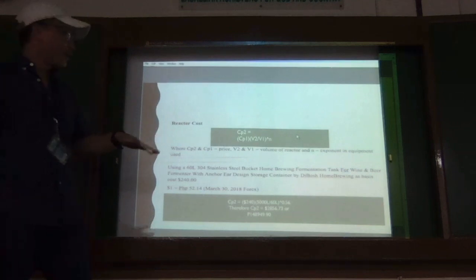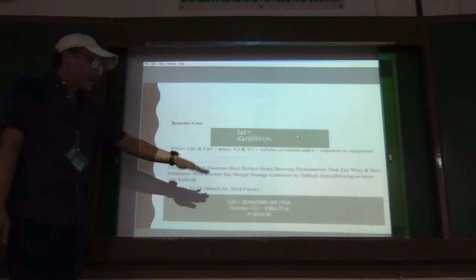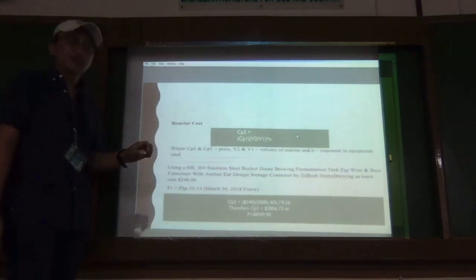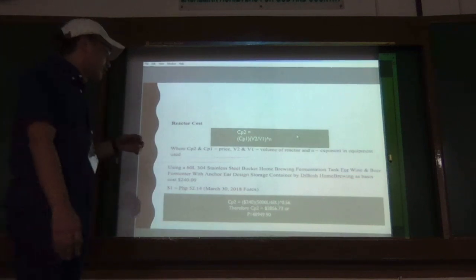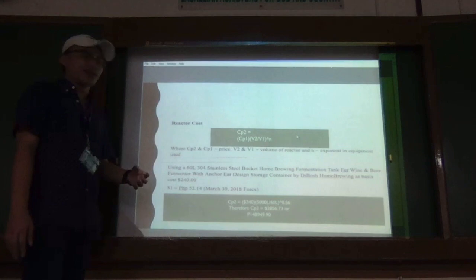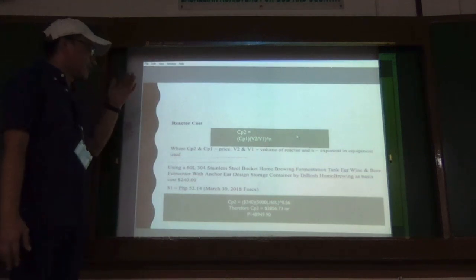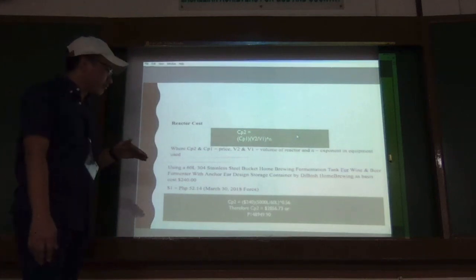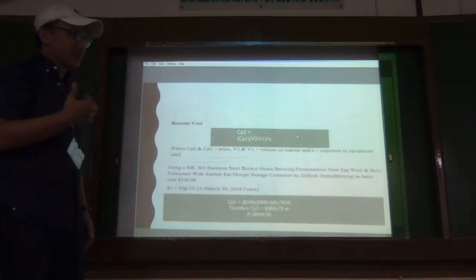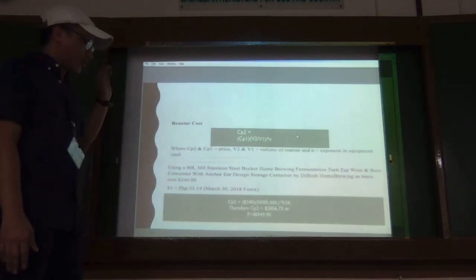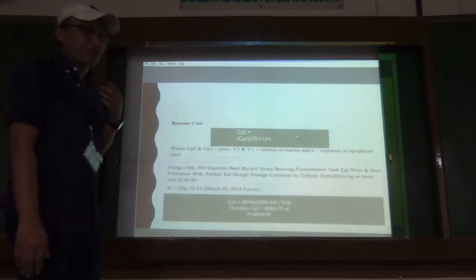Applying this formula, you will get $2,856.73 as the cost for a bioreactor tank with a capacity of 5,000 liters, which is our design. Converting it to Philippine pesos, using the Forex as of March 3, 2018, building this bioreactor tank in the Philippines will cost approximately 148,949.90 Philippine pesos.